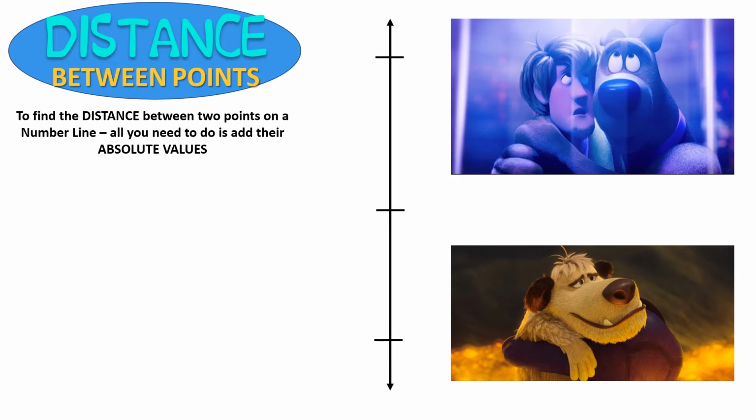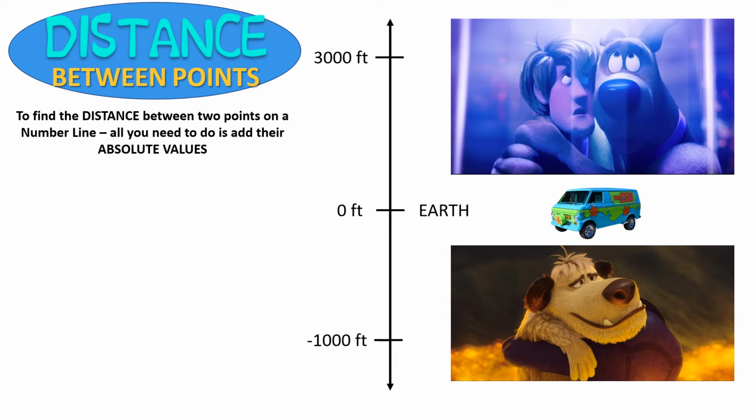I'm going to represent this with a vertical number line. Think a thermometer, think distance when we're talking about above sea level or below sea level. We can use a number line vertically as well. The middle of this number line represents what we usually call sea level, or in this case, I'm just going to call it Earth, and maybe that's where the mystery machine is at the moment. Where Shaggy and Scooby are at is 3,000 feet above sea level, and where Dastardly and Muttley are is 1,000 feet below sea level, so we're going to represent that with the integer -1,000.